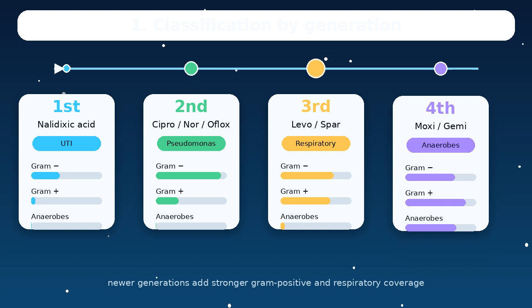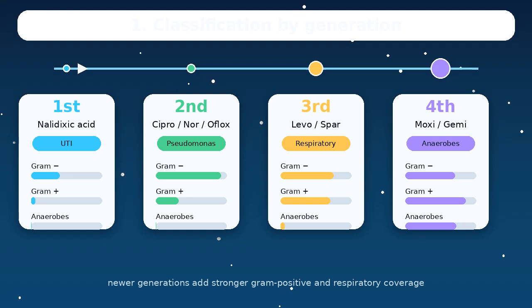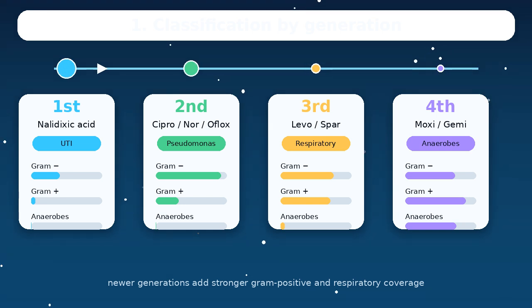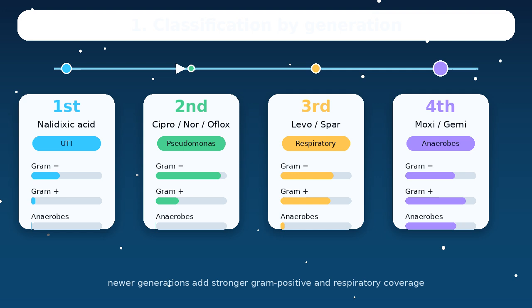Second-generation fluoroquinolones include ciprofloxacin, norfloxacin, and ofloxacin. They have stronger activity against a wider range of gram-negative organisms, including Pseudomonas aeruginosa. Some also have gram-positive activity. Ciprofloxacin is commonly remembered for urinary tract, gastrointestinal, and selected respiratory infections.